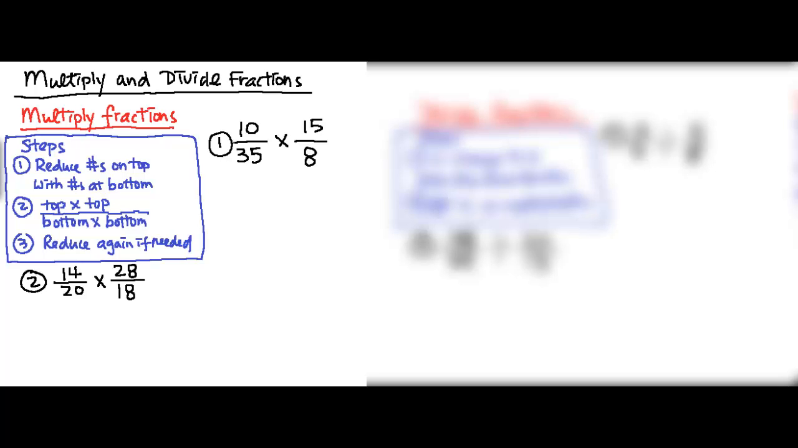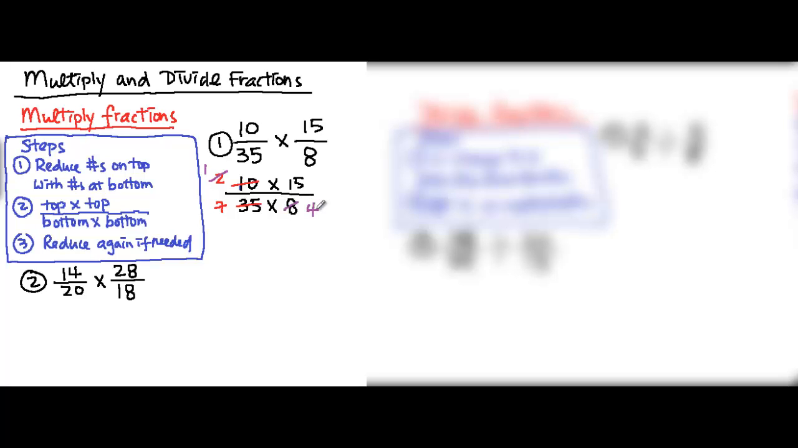So let's look at the first one. We have 10 over 35 and then 15 over 8. Any number on top can be reduced with any number at the bottom. So I see this is 5 times 2, and then 5 times 7, and then the 2 here, 2 times 1 with 2 times 4.